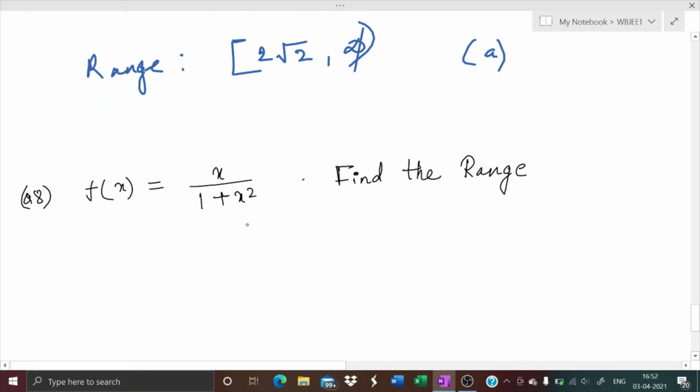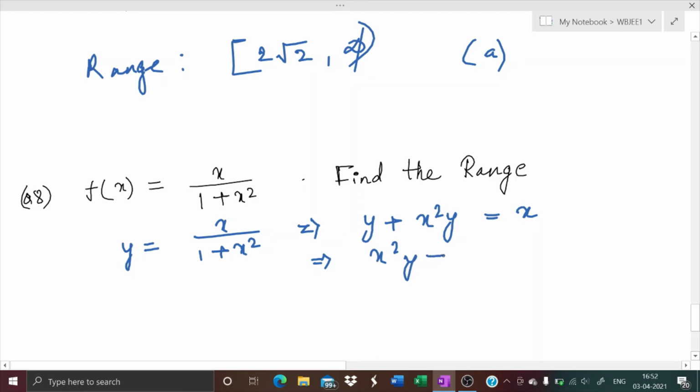Now this is a very common question which comes. This is very easy also, but this is a very important question. It can come. Okay. So for this types of equations or questions, you have to take y equals to x by 1 plus x square. Then you cross multiply it. Okay, it will be y plus x square y equals to x. Now bring x on this side, x square y minus x plus y equals to 0.